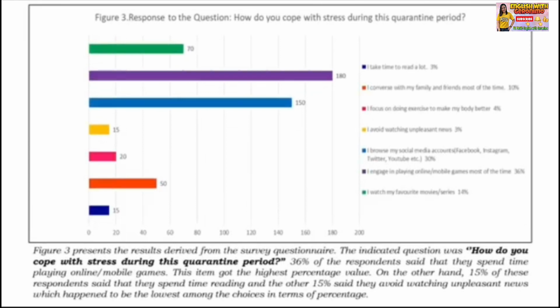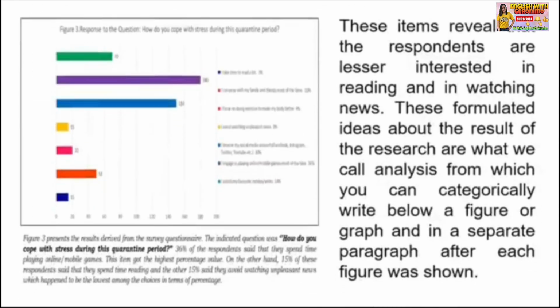What about for the items which earned the lowest percentile value? What are your thoughts? These items reveal that the respondents are lesser interested in reading and in watching news. These formulated ideas about the result of the research are what we call analysis, which you can categorically write below a figure or graph and in a separate paragraph after each figure was shown.